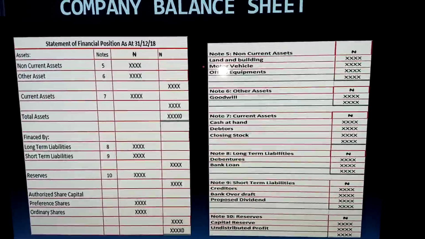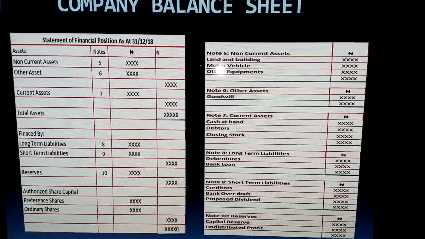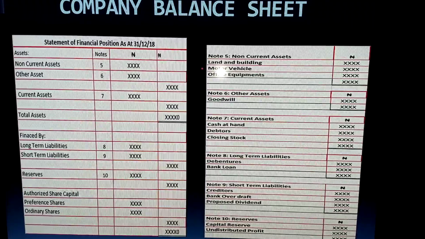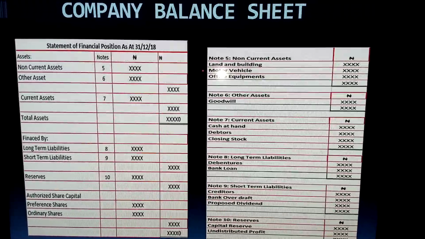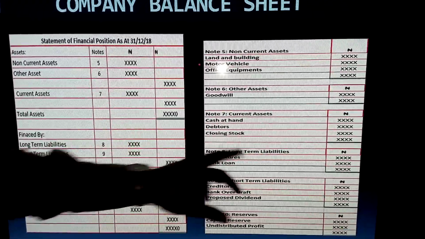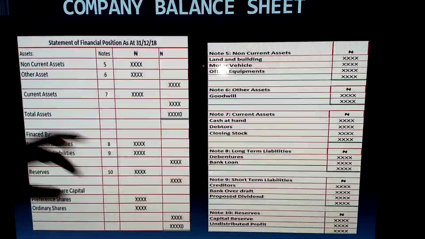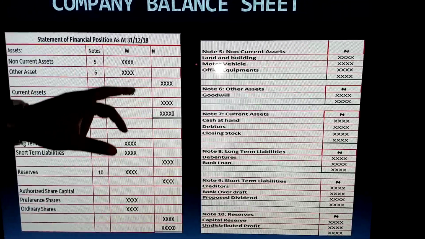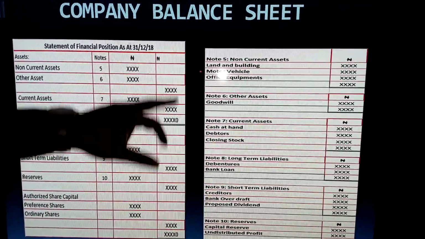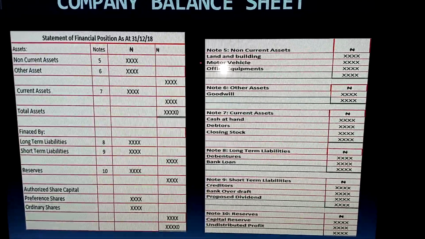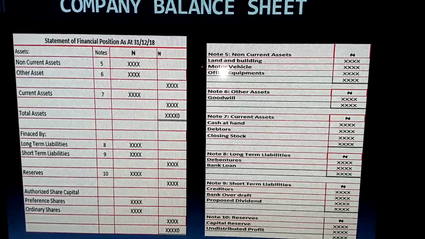Current assets, okay? Cash at hand, debtors, prepaid expenses, accrued income, closing inventories. When you have all those items, you pull them here, you add them together, that's your current assets. When you bring this down and add this to this, you have your total assets. Now, your total assets, how did you finance them?